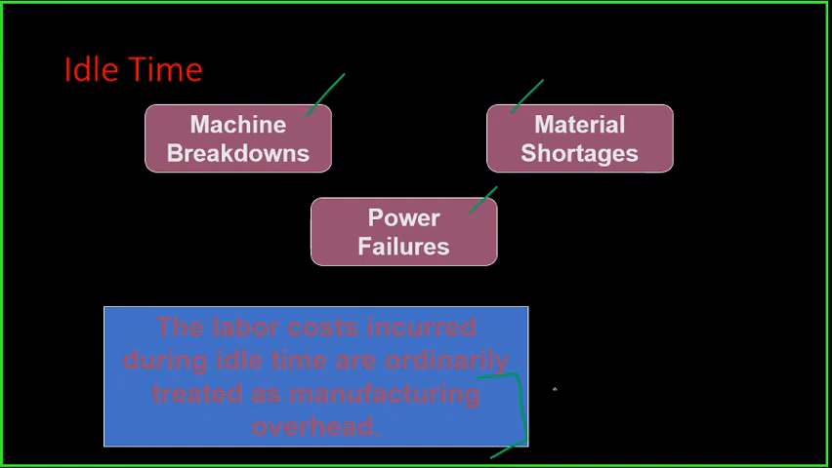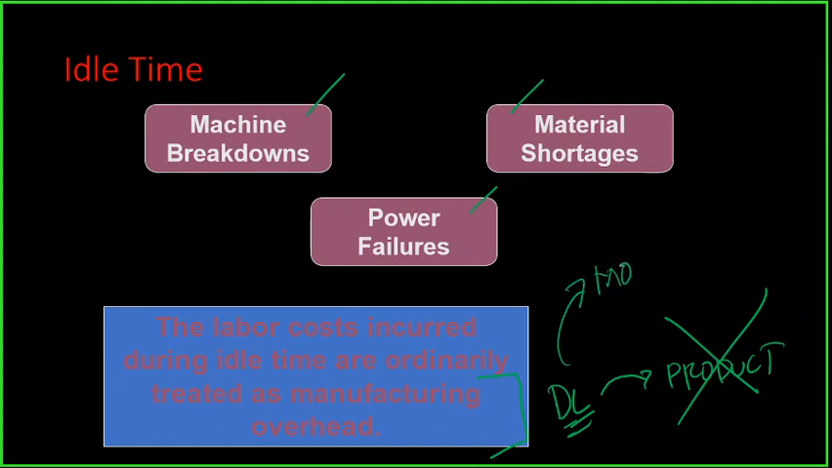But take note that direct labor cost should be traceable to your product. Question, during idle time, were you able to come up with a product? None. Since there are no products, that's going to be the basis for tracing this cost, then it's not classified as direct labor. Instead, you'll reclassify that as manufacturing overhead. And that will be absorbed by the other products that are produced during the period.